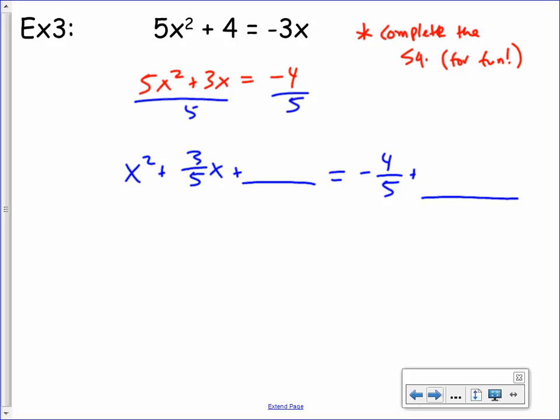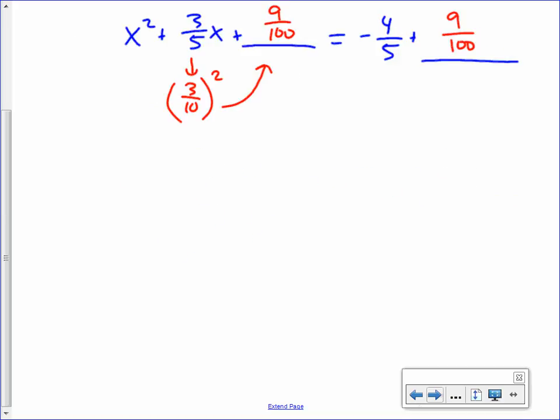All right. 3 over 5 divided by 2. Do you agree that that's 3 over 10? Squared. So what are we adding on both sides? 9 over 100. Okay. We good? Okay. Here we go.